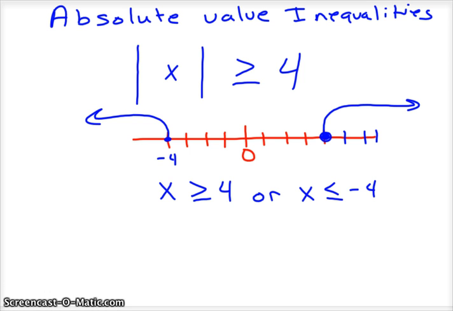I couldn't come up with a name at 10 o'clock at night. So it's interval notation, and you need to get used to that. I'm going to have a video on interval notation that I'm going to require everybody to watch.